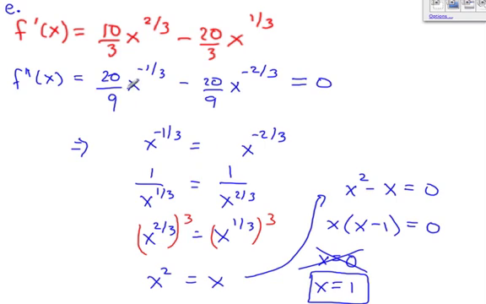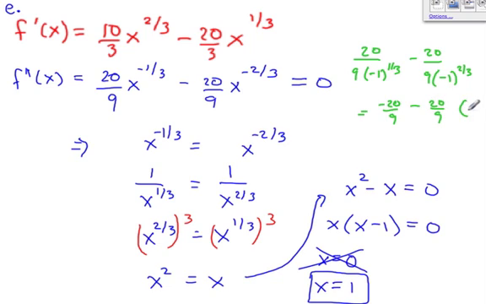Let's plug in negative 1 here. 20 over 9 negative 1 to the 1/3 minus 20 over 9 negative 1 to the 2/3. That's our f double prime, right? Negative 1 to the 1/3 is negative 1, so that's negative 20 over 9, minus, and negative 1 to the 2/3 is 1. So it's negative 20 over 9. So it's negative, meaning it's concave down.